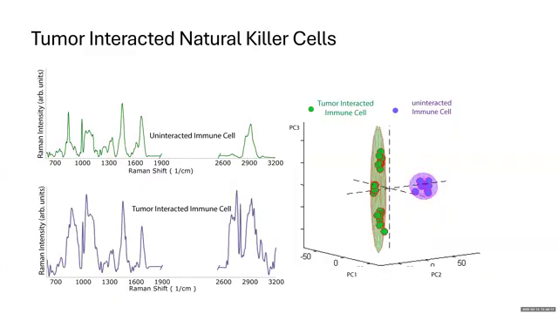So I started this research using natural killer cells because the natural killer cell is the first line of defense. They don't need any molecular signaling to get activated. So we did an experiment. We activated these cells using cancer stem cells, and we observed that tumor-interacted NK cells show a distinct profile as compared to the uninteracted NK cells.